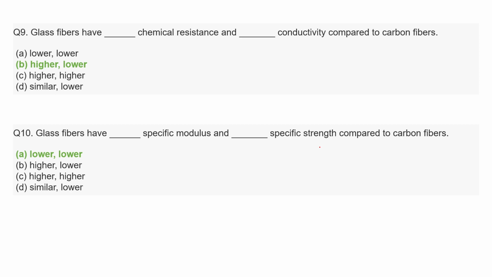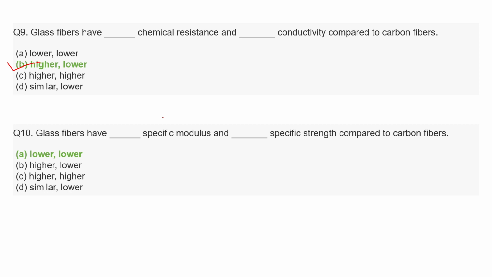Now, according to our application, we have to choose that reinforcement, and then we have to see which type of matrix is compatible to that reinforcement by studying the TDS and everything. From that, we can get our final product, the final composite according to our application. The first question, number 9, talks about chemical resistance and conductivity. The glass fiber has higher chemical resistance and lower conductivity compared to carbon fiber, which is option B.